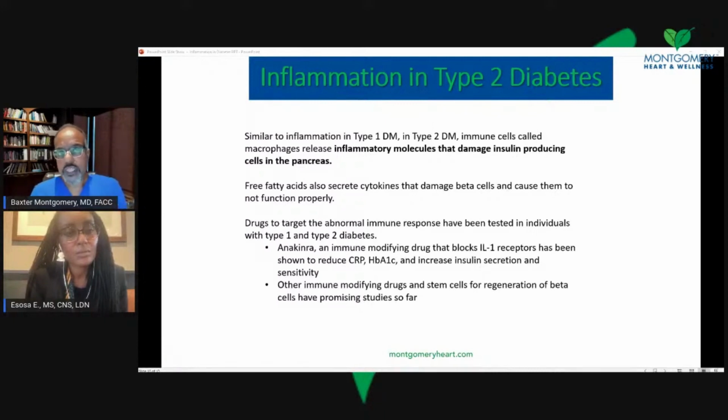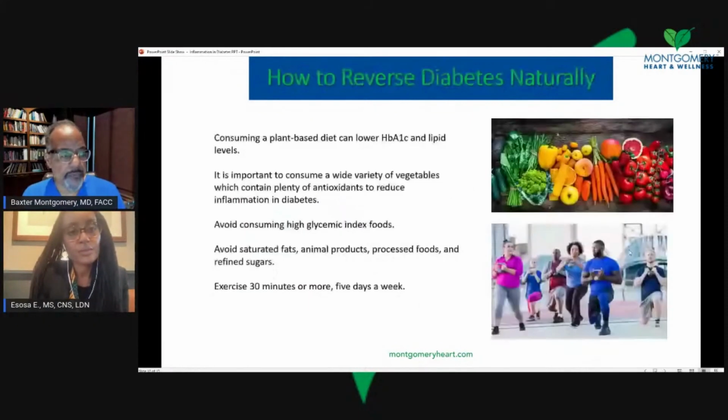Type 2, pure type 2, is very responsive to nutritional intervention. In fact, type 2 diabetes is probably one of the most responsive diseases to a plant-based diet that I know of. In that situation, insulin resistance can be reversed greatly with plant-based diet and natural things. But there are other things you can do. Exercise is important. As I said, consuming a plant-based diet can lower hemoglobin A1C.